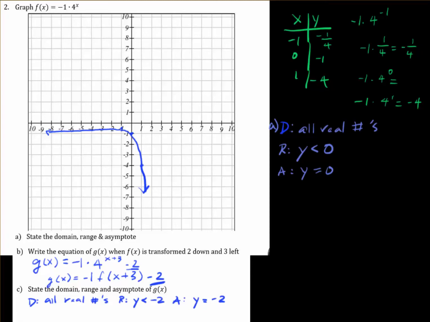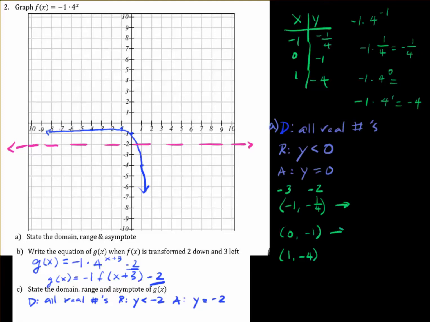I have to graph it, and so the easiest way, first of all, let's go ahead and put the asymptote. Y equals -2. Okay, so my original points were -1, -1/4, and 0, -1, and 1, -4, and they all went 3 left, -3, and down 2.